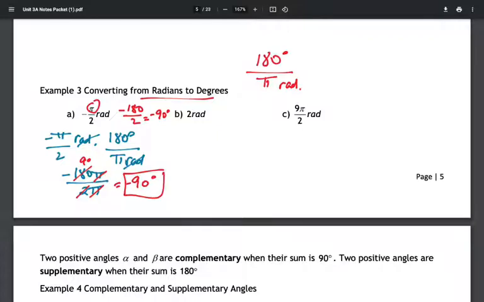On B though, they don't have that. So you have to actually do the conversion. You'll do 2 radians times 180 degrees over pi radians. That way the radians cancel out. Multiply straight across. Remember, 2 radians is the same thing as 2 over 1. So that gives me 360 degrees over pi. And that would be my answer.